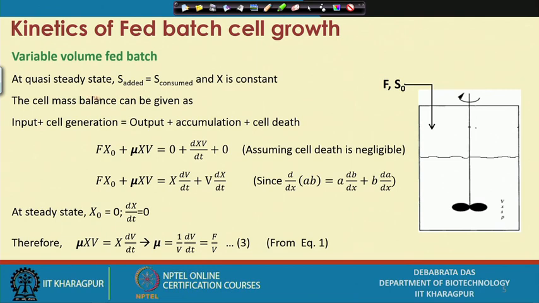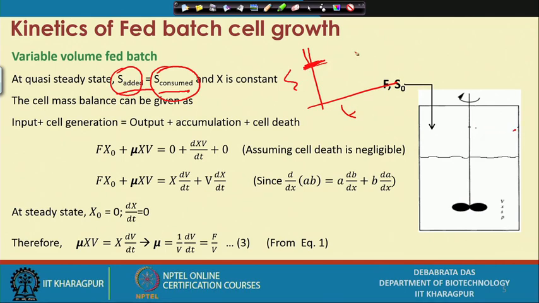Now, in the quasi steady state condition, substrate added equals substrate consumed. If you do that, then and only then can you keep on adding the substrate, because you have to maintain the substrate concentration below the inhibition level. Suppose above this level we have substrate inhibition. To maintain below this inhibition level, we have to add the substrate in such a manner that whatever substrate is consumed, that substrate you add. When the final volume is reached, you stop the feeding, and then the substrate concentration will keep on decreasing with respect to time.